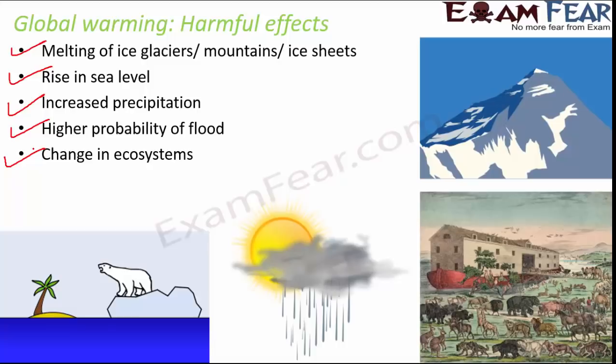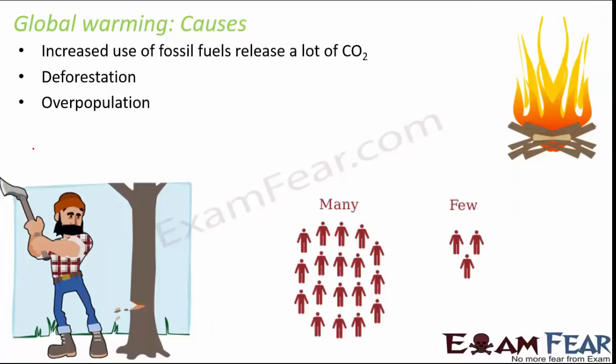So therefore we always say that we need to put a check on global warming. Okay, and how can we put a check? By controlling the use of the greenhouse gases like carbon dioxide and methane. Okay, what are the causes of global warming? Increased use of fuels which release a lot of carbon dioxide, as I said. So carbon dioxide is a greenhouse gas. Second is deforestation. Third is overpopulation.